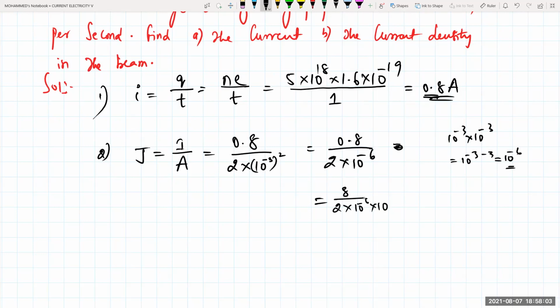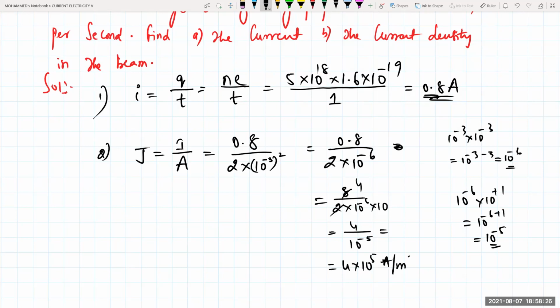అంటే this one is 10 to the power of minus 5 అయిపోతుందా? 2 1s are 2, 4 4s are. This is 4 divided by 10 to the power of minus 5 అవుతుందా? ఓకే, minus 5. అంటే సార్ ఇక్కడ 10 to the power of minus 6 into 10 to the power of plus 1, minus 6 plus 1 కదా, 10 to the power of minus 5. So that means that will become for me 4 into 10 to the power of 5 ampere per meter square.